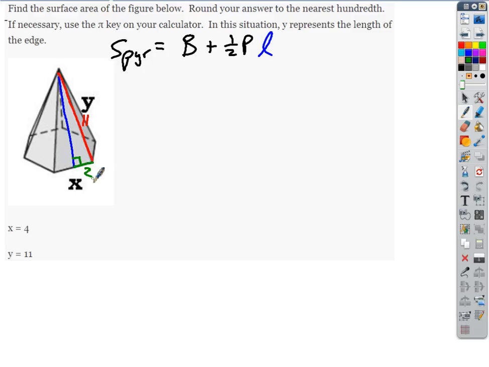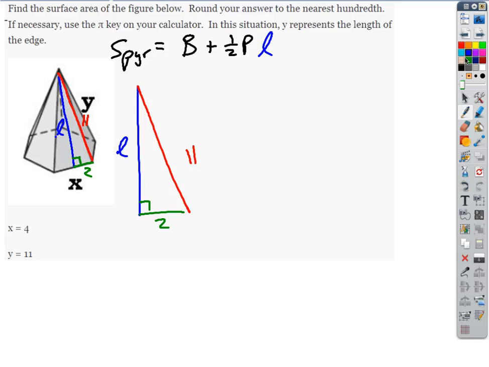There's y, so that's 11, and there's 2. Okay, so what does the Pythagorean theorem tell us about those 3 sides of that right triangle? Okay, and a and b would be L and 2, right? And hypotenuse in this case is 11. So I get L squared plus 2 squared equals 11 squared. So L squared equals 11 squared minus 2 squared, right?